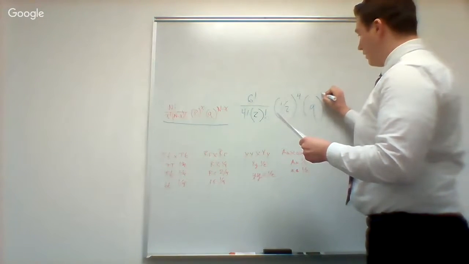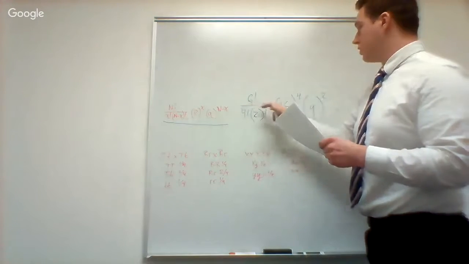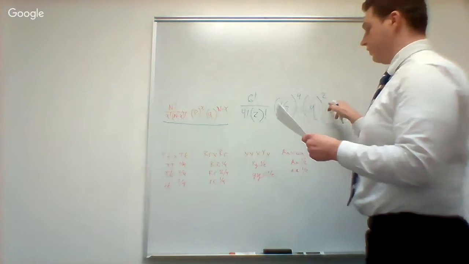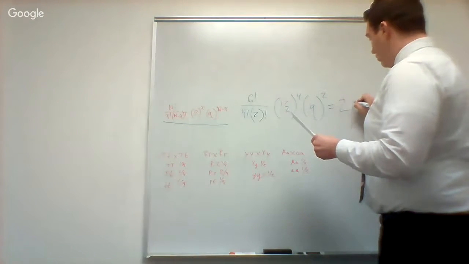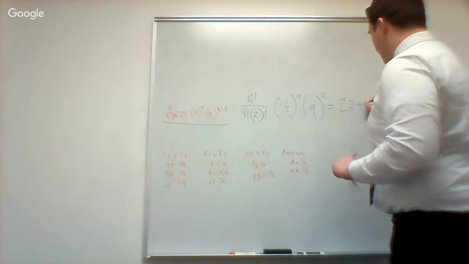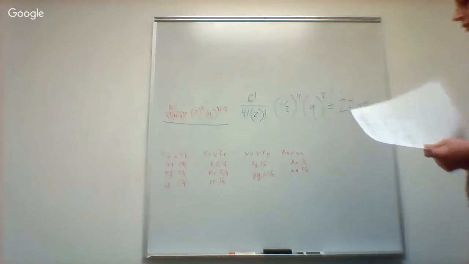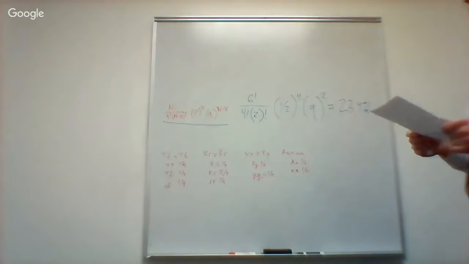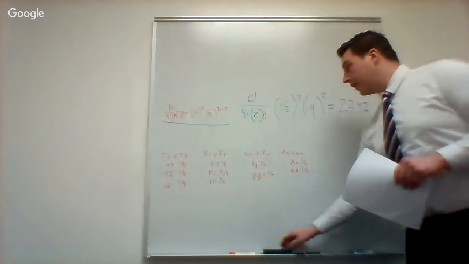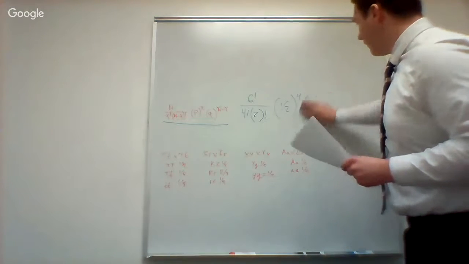Q 2, because that's n minus h. N minus h was 2 here, it's still 2 there. And you're going to end up getting from that about 23.4%. So that is the chance that you would have 2 affected with Huntington's disease and 4 that are unaffected. And so that's how I got that answer right there.